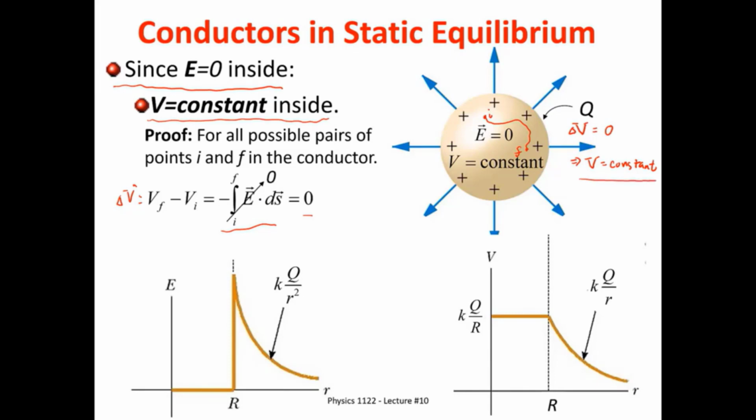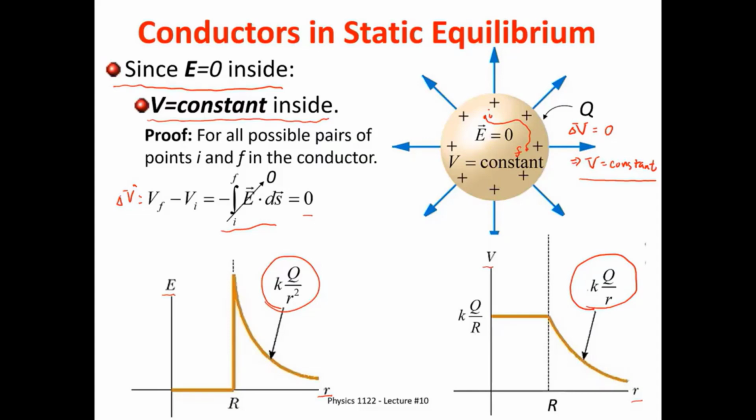And this can lead to an understanding then of what we expect a graph of potential versus radial position to look like. So on the left is electric field versus radial position. On the right, what we would find is that outside of the conducting sphere, the potential is going to be that of a point charge, kq over r, just as the electric field is that of a point charge outside of the conductor, as we would be able to prove from Gauss's law.